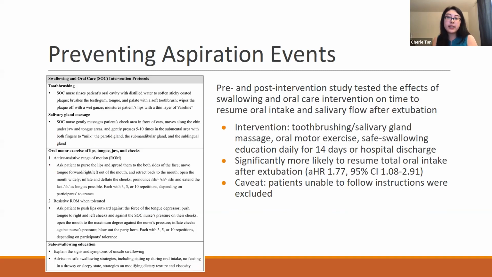A 2019 study investigated the effects of swallowing and oral care intervention on time to resume oral intake and salivary flow after extubation. Pictured here on your left is an outline of the intervention for those with post-extubation dysphagia, which included toothbrushing, salivary gland massage, range of motion exercises for the mouth, and patient education. They showed that those who participated in the swallowing and oral care intervention were significantly more likely to resume total oral intake. Keep in mind that in the study, patients who were unable to follow instructions were excluded and thus needed a certain level of cognitive function to participate.